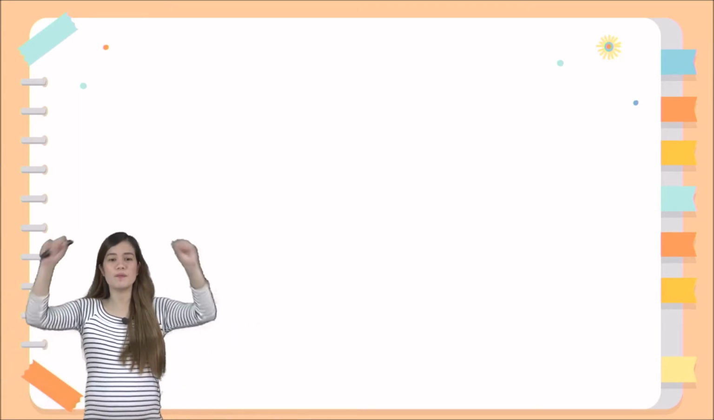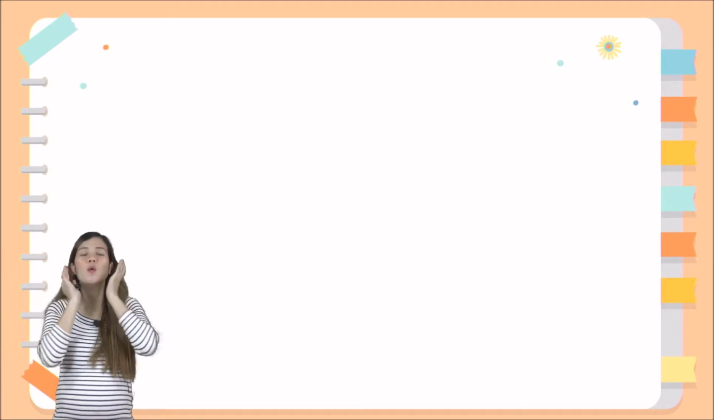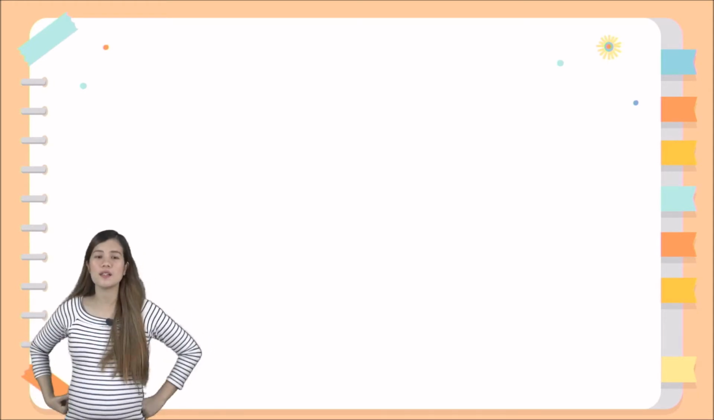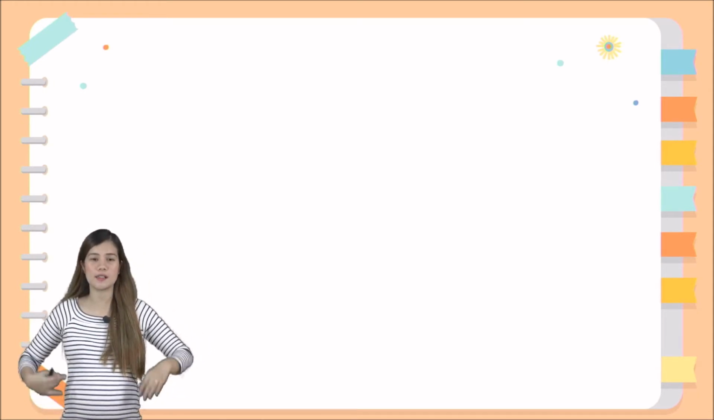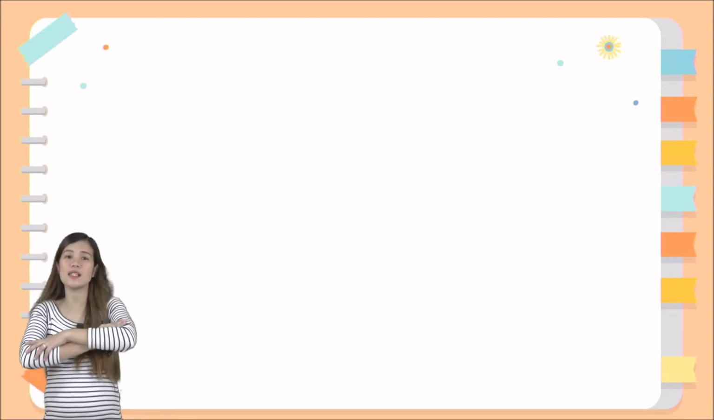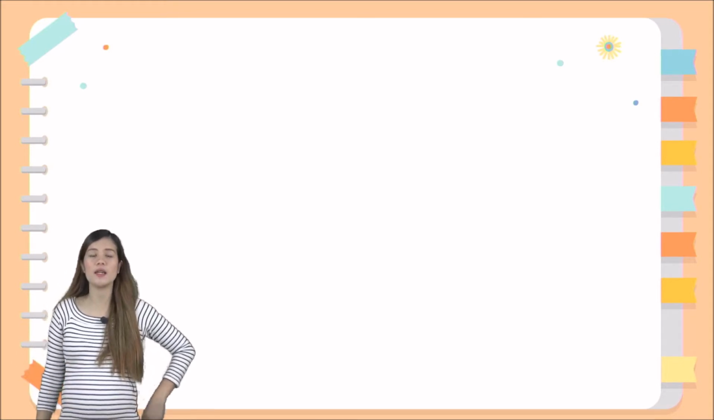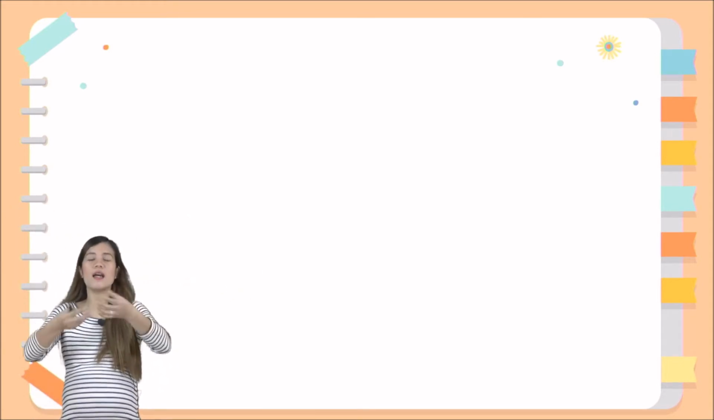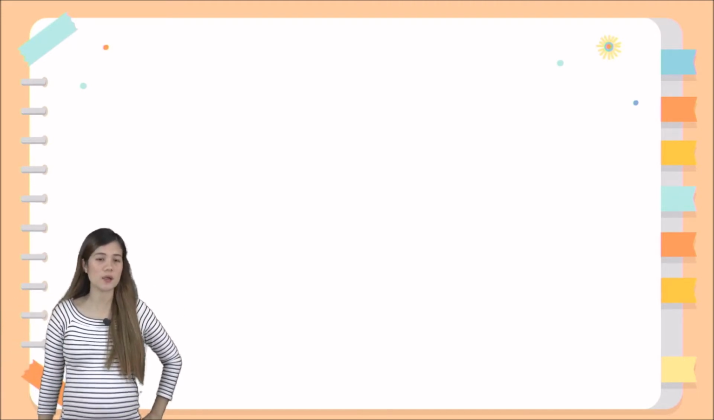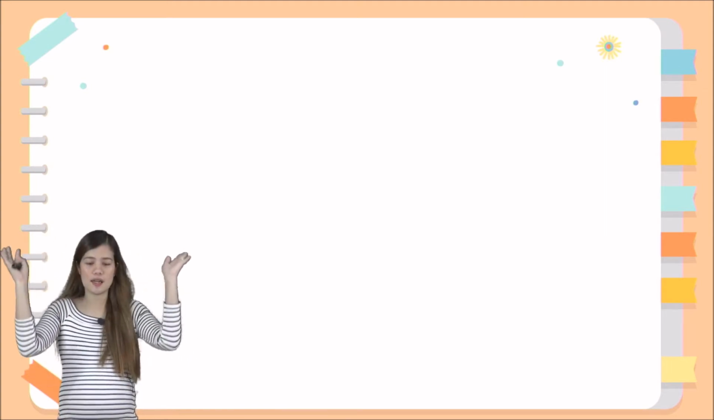Okay. Let's do the days of the week. We have Sunday, Monday, Tuesday, Wednesday, Thursday, Friday, Saturday. What's the day today? Today is Friday. Okay, how about the weather today? We have sunny day, rainy day, or windy day. Can you please look outside? What is the weather today, kids? Okay, the weather today is sunny day.